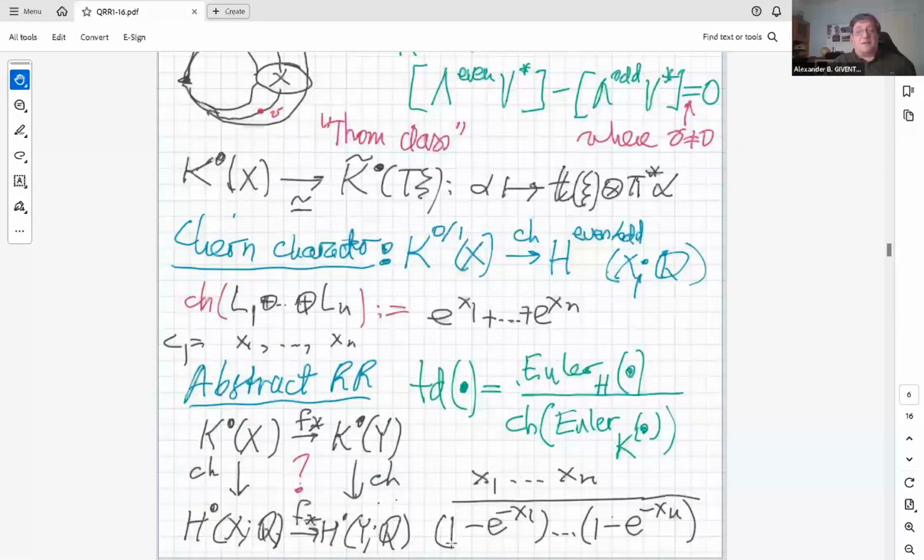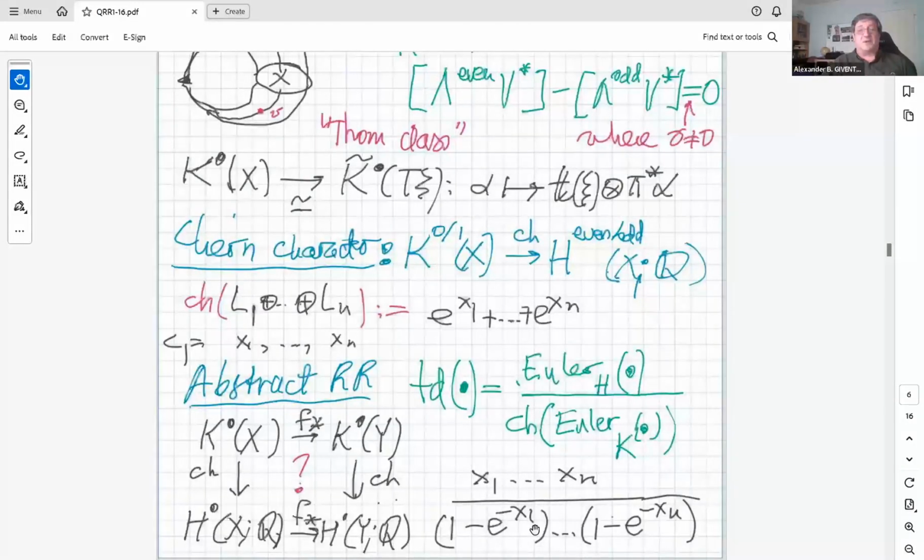So it's a K-theoretic class. The K-theoretic class is the exterior algebra of the dual of a line bundle, which means it is L to 0 minus L dual. So its Chern character is 1 minus e^(-x1). So this is the Chern character of the difference of the trivial bundle and the dual bundle to L1.